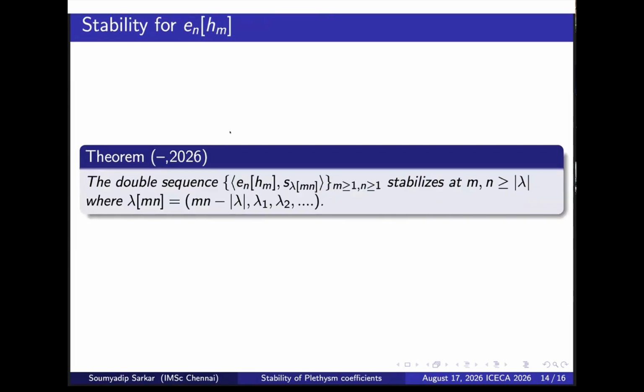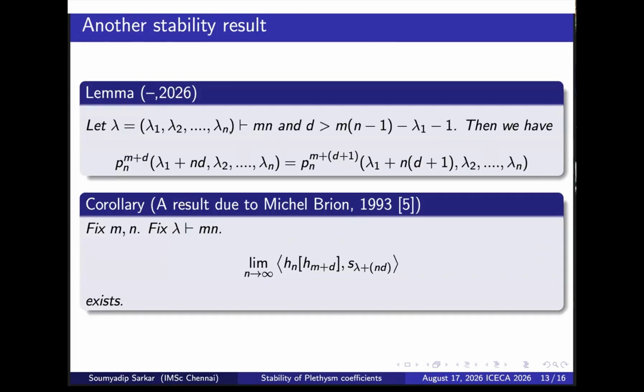So that's what happened, and I'll just say one more lemma. If you have a partition of Mn, and if your d is large enough, then you can show that the partitions of this vector, lambda1 plus nd with all parts of size m plus d, are the same as the partitions of this vector, lambda1 plus n times d plus 1, lambda2 and so on, where each part has size m plus d plus 1. Using the stability of vector partitions, you can also give a proof of this result. Michel Brion proved this result by some geometric argument, but you can also show, using the stability of vector partitions, that this limit exists.